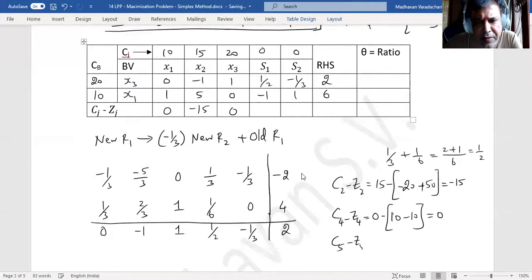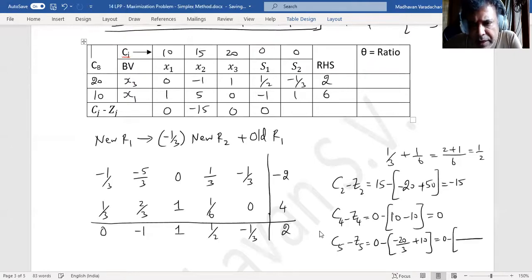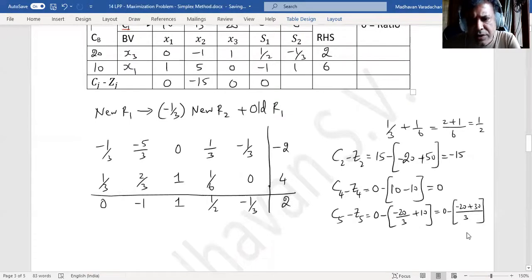Next is C5 minus Z5. So let me fill up that 0 here. C5 minus Z5, it is 0 minus of 20 into minus 1 by 3, it is minus 20 by 3. 10 into 1, it is 10. So it is 0 minus of LCM is 3 minus 20 plus 30. So inside the brackets, it becomes 10 by 3, but there is a negative outside. So ultimately, it is minus 10 by 3.